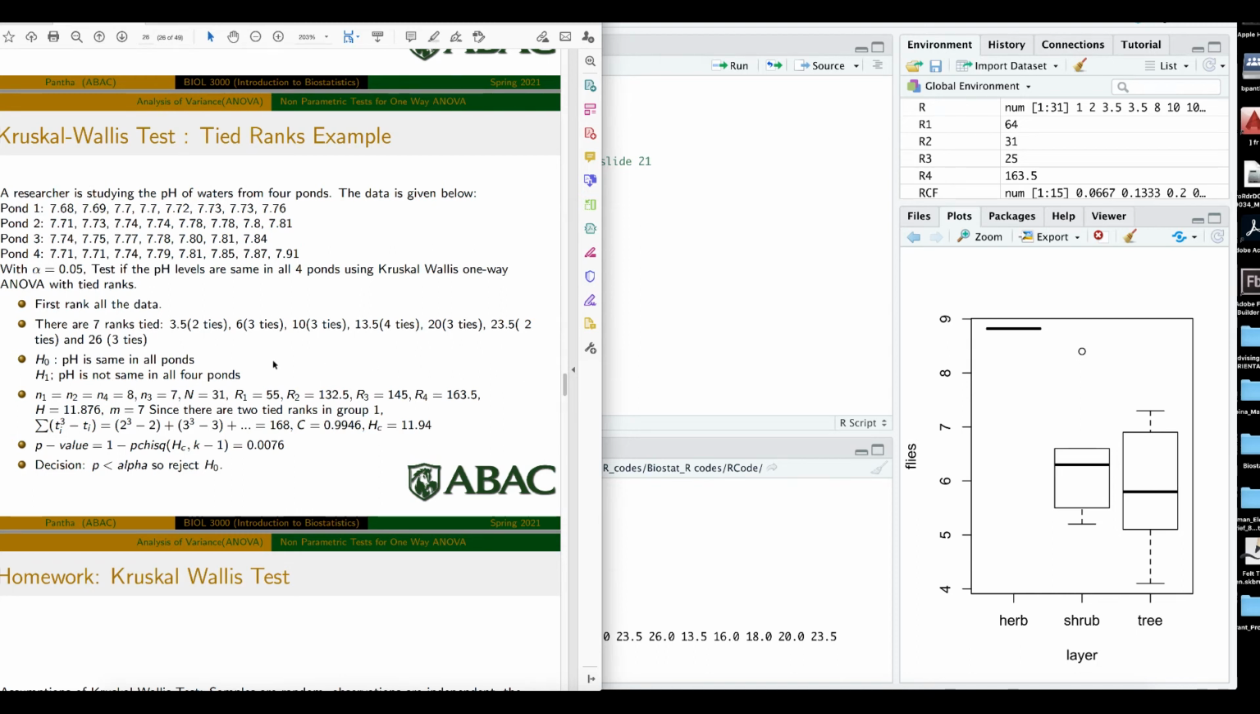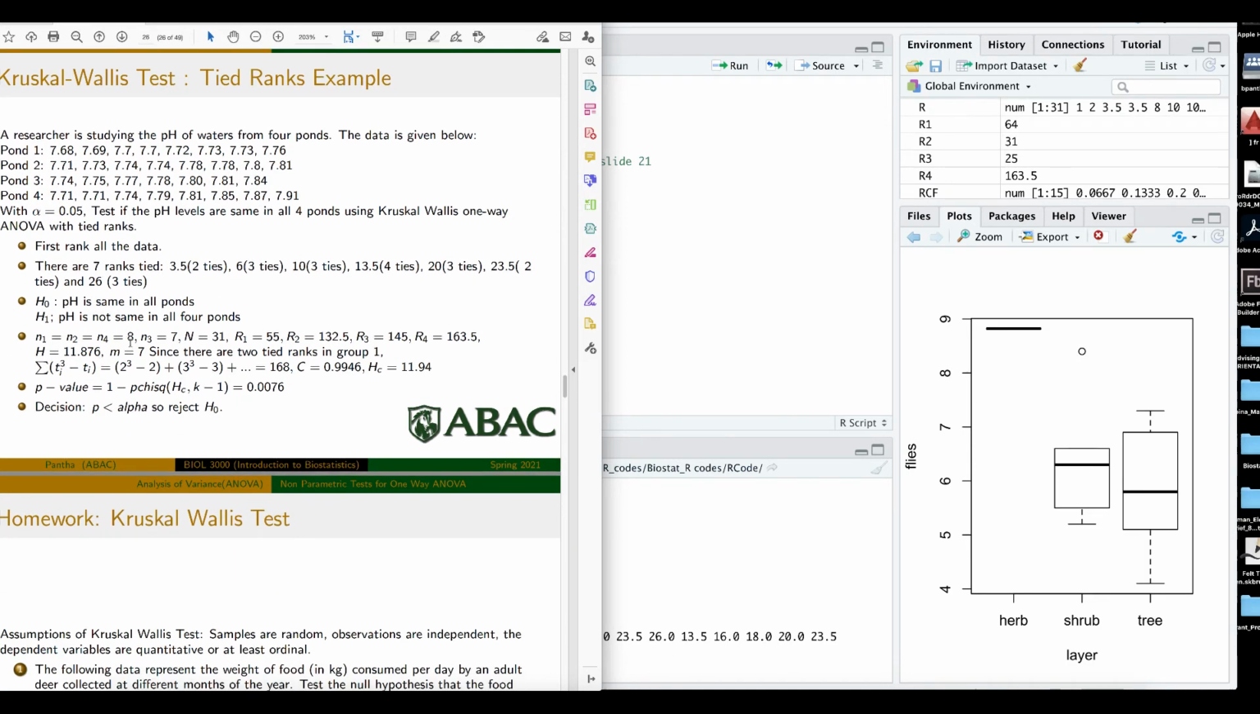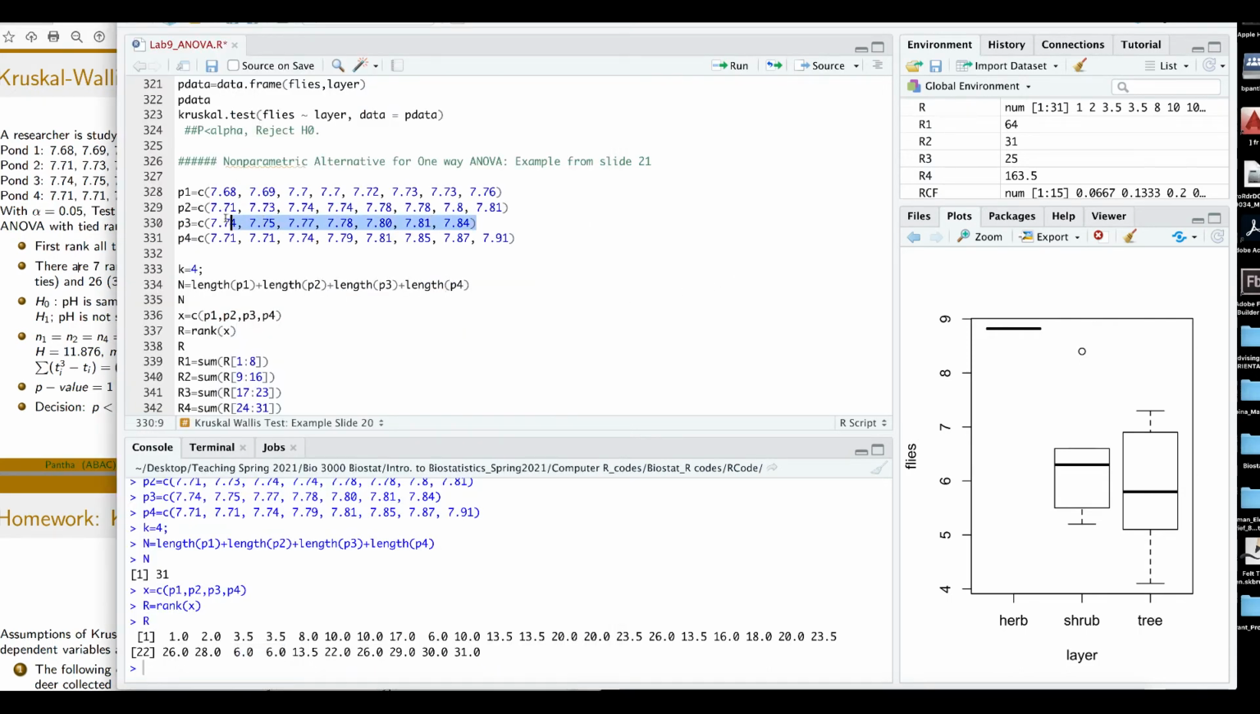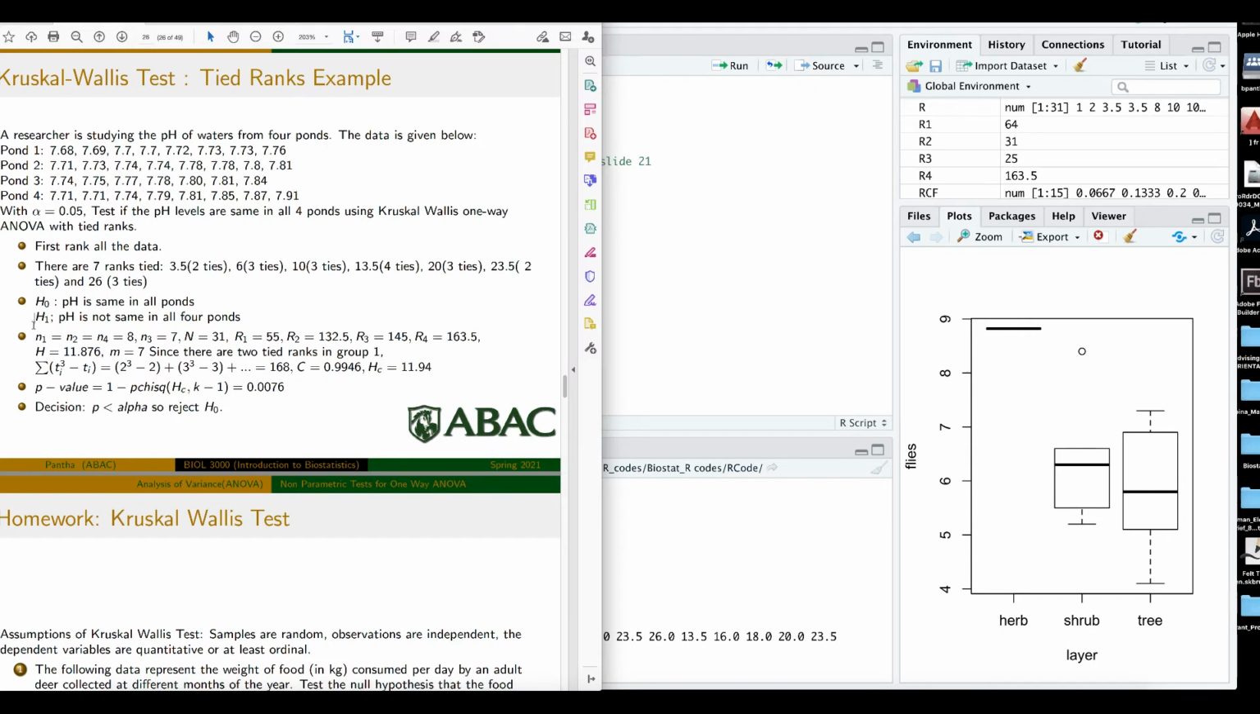Now, what is the null hypothesis? The pH is the same in all ponds; the alternative is that the pH is not the same in all 4 ponds. N1, N2, N4 are 8 and N3 is 7. That's what we got here, right? This one has just 7 data points, others have 8 data points. And then N equals 31, we found that already.